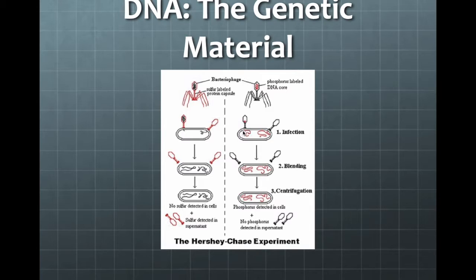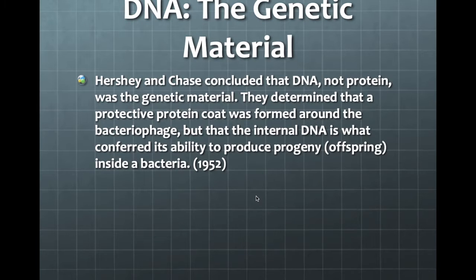So when they injected the genetic material, blended it, and then centrifuged, the material inside the cells had no dye on it, which means there was no protein within the genetic material. There was genetic material found in these red strands, which showed that there was genetic material inside the bacteria. So Hershey and Chase concluded that DNA, not protein, was the genetic material.